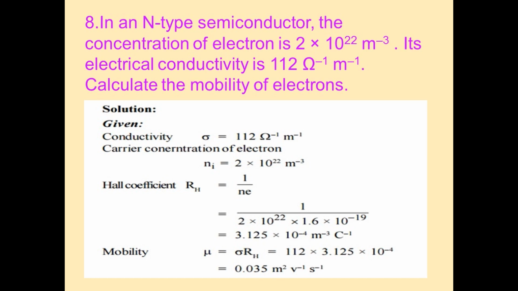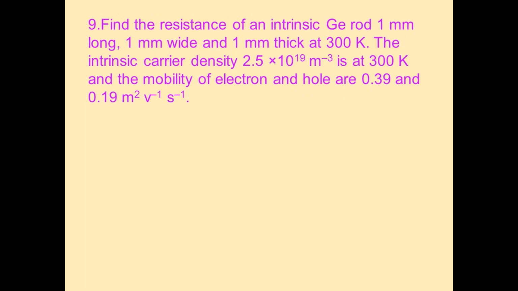Mobility means mu equal to sigma into 1 by Ne, or conductivity equal to Ne into mu. From that formula, mu equal to sigma into RH, 112 into 3.125 into 10 power minus 4, and by simplifying, mobility mu equal to 0.035 meter square volt inverse second inverse.